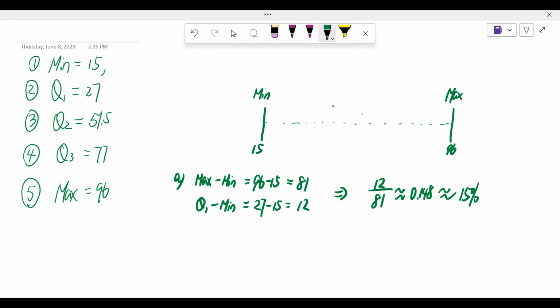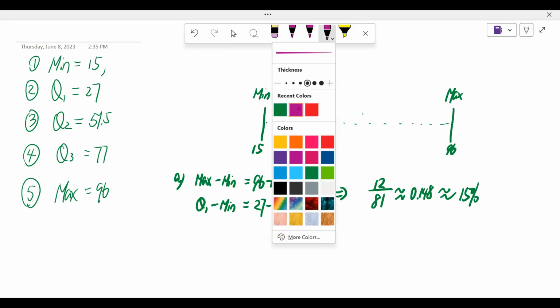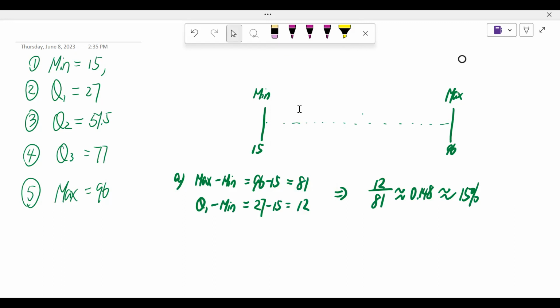That means the quartile 1 is separating bottom 15% from the top 85%. So 15% is about 1/7. So you're going to split the entire line into 7 equal parts. So it's slightly bigger than 1/7. So the quartile 1 should be somewhere here. So you put in quartile 1, 27. Right here, this percentage here is 15%.